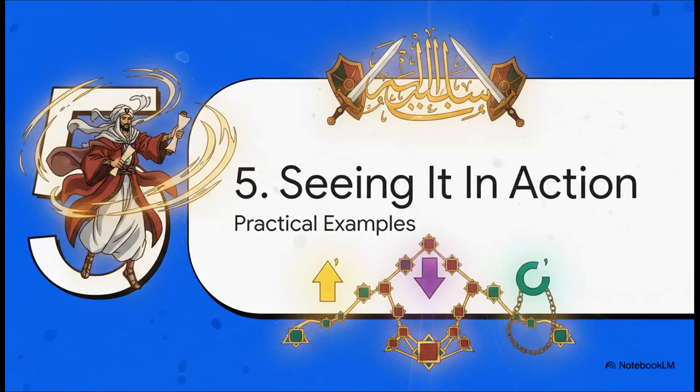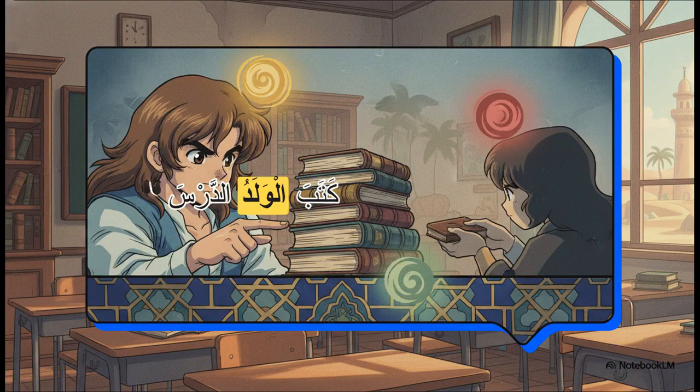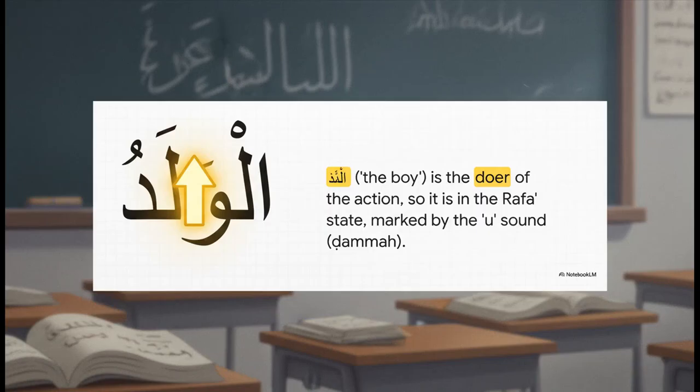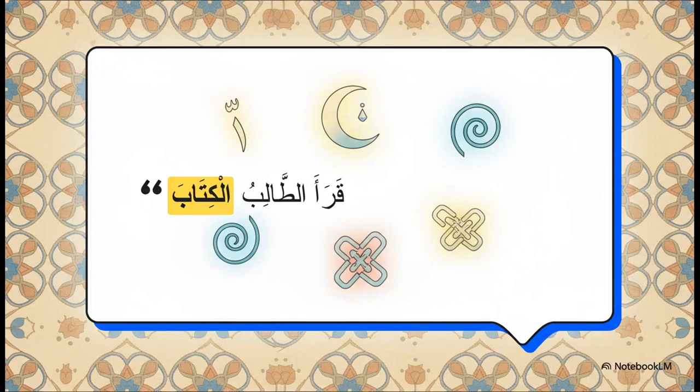Okay, that's enough theory. Let's see this stuff in the wild. This is where the light bulb really goes on, when you see these states actually working inside real sentences. Here's our first example. Kataba al-waladu ad-darsa, which means the boy wrote the lesson. So you ask yourself, who did the writing? The boy did. He's the doer of the action. That means the noun has to be in the Rafa state. And you can see it marked right there with that final dhamma on the end, giving it that oo sound, al-waladu.